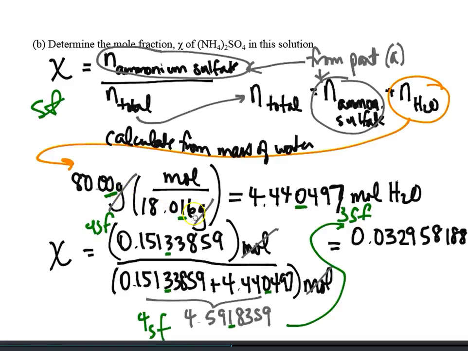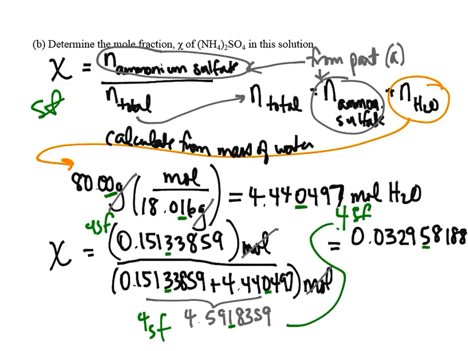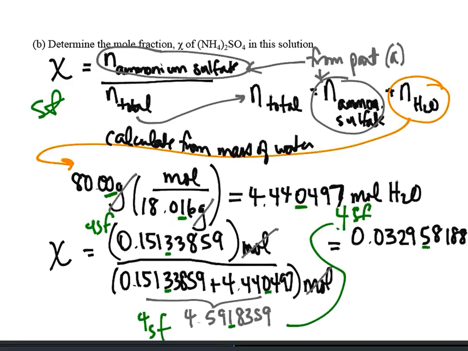80.00 has 4, 18.016 is most likely accurate to this hundredths place, which means 4 sig figs in our moles. So we have 0.1513, that's accurate to this 3, that's accurate to this 3. That means our denominator is accurate. That's 4 digits after the decimal, that's 3 digits after the decimal, which means our sum is 3 digits after the decimal. This number, it has 4 sig figs, 4.591, it's accurate to this 1. This has 4 sig figs, so the numerator has 4, the denominator has 4, which means our answer should have 4. I accidentally wrote 3 there, but in a second I hope that I erased it and replaced it with a 4, so we're going to round that to 0.03296.